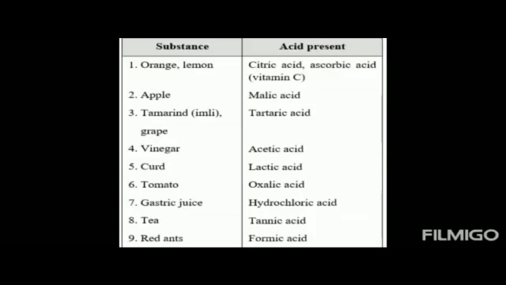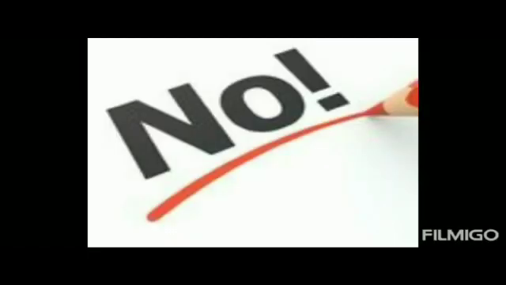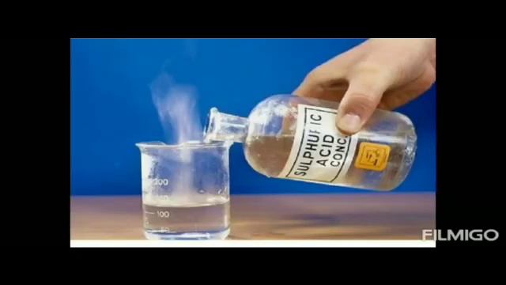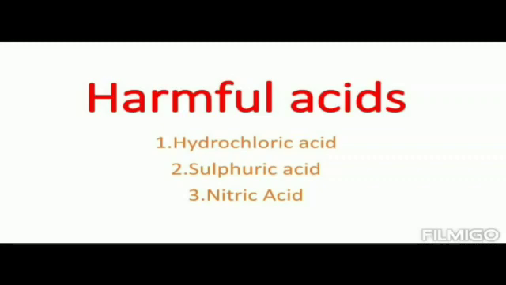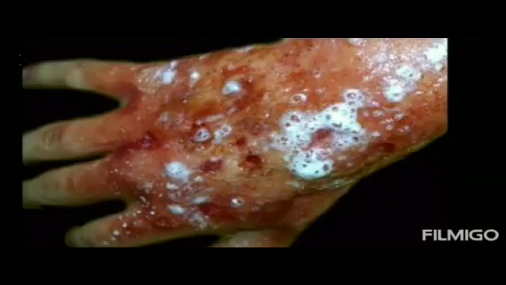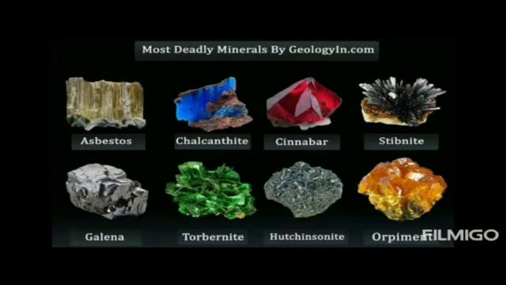Do these acids harm us? No, we consume them in the form of these substances. These acids are harmless and are called organic acids. We have hydrochloric acid, sulfuric acid, nitric acid, etc., which are harmful. When they fall on skin, they burn it. These acids are called mineral acids. Mineral acids are formed from one or more minerals obtained from the earth.